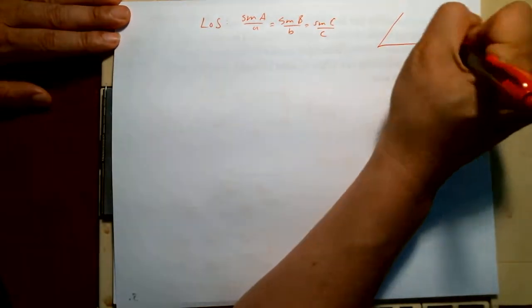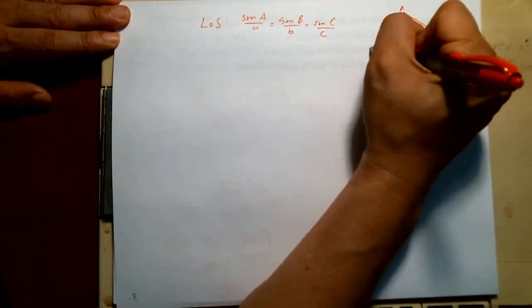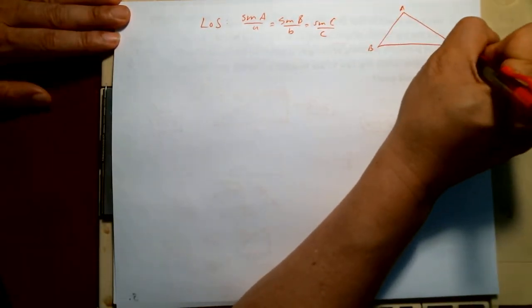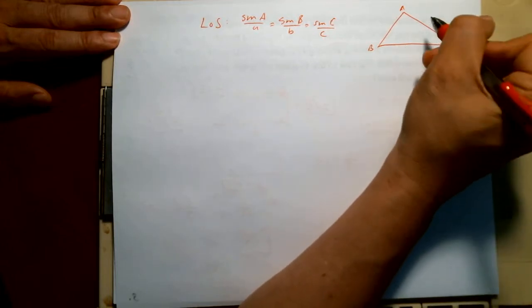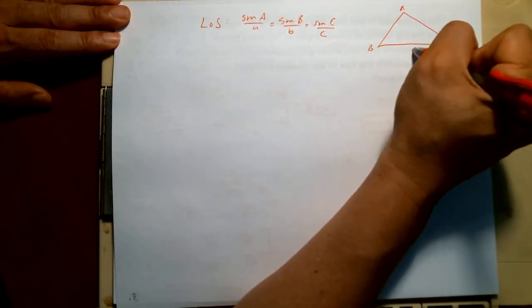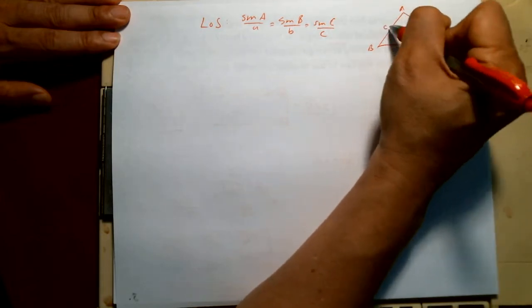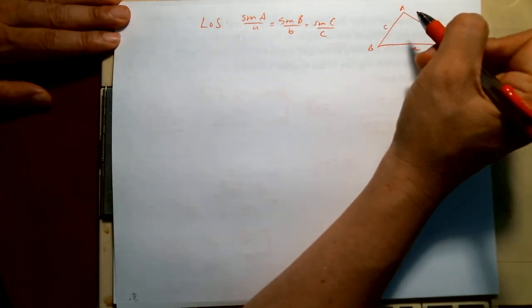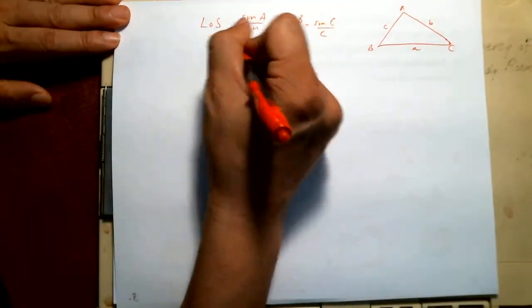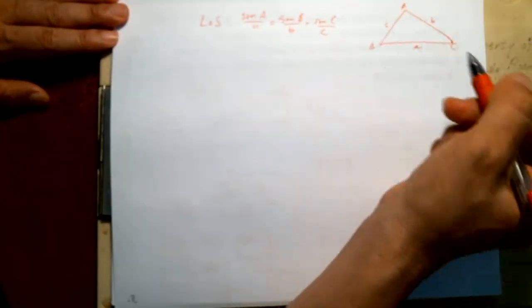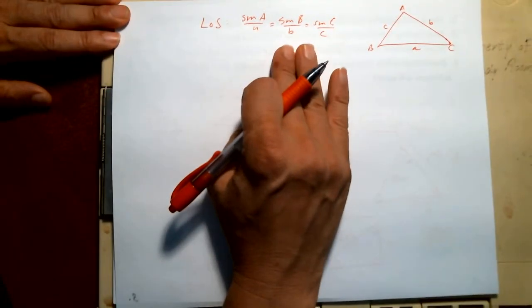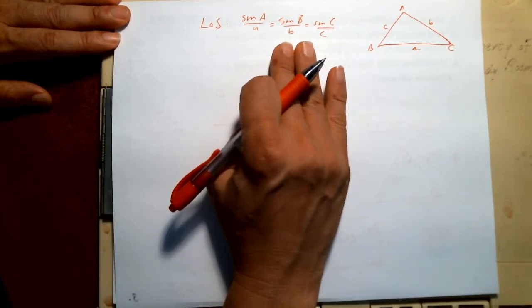And of course, here's a triangle, A, B, C. Angles are the big letters, and the small letters are the sides: opposite side is little a, opposite side is little b, opposite side is little c. And so that's the law of sines. This is for non-right triangles as well as right triangles. So it doesn't really matter which one you use for right or non-right triangles.